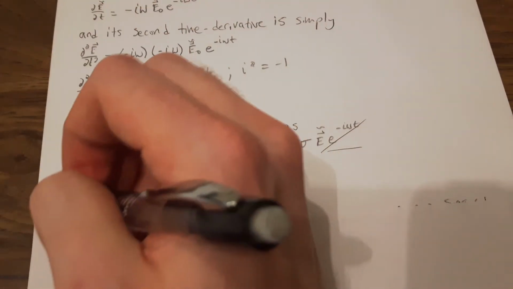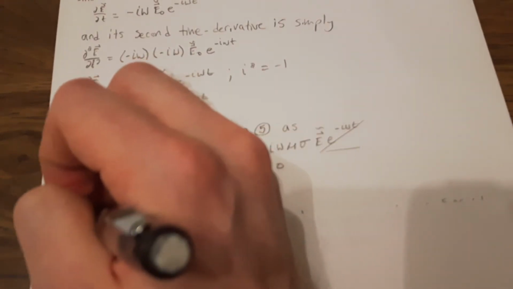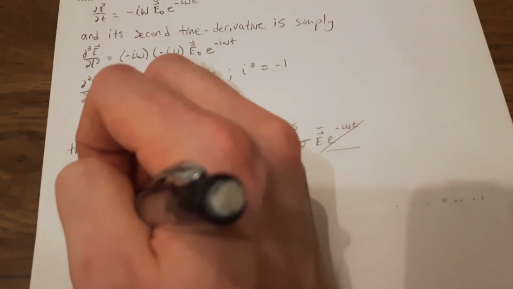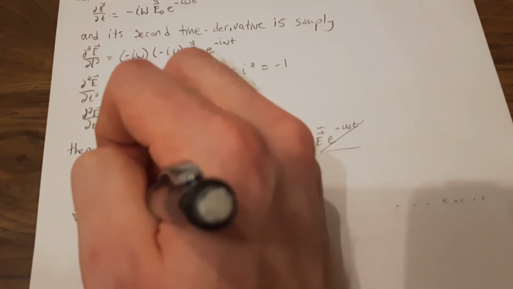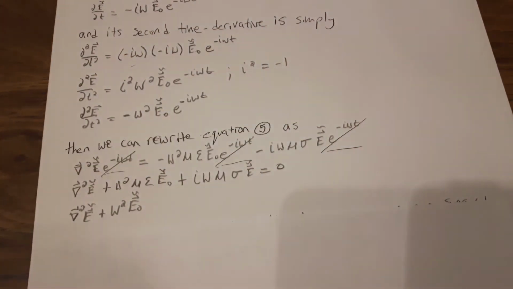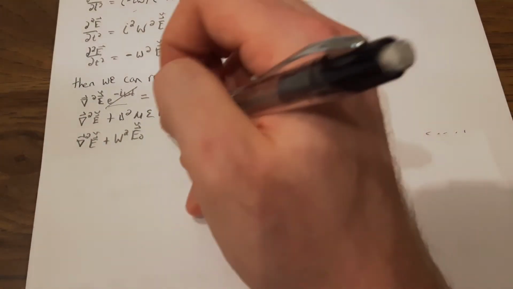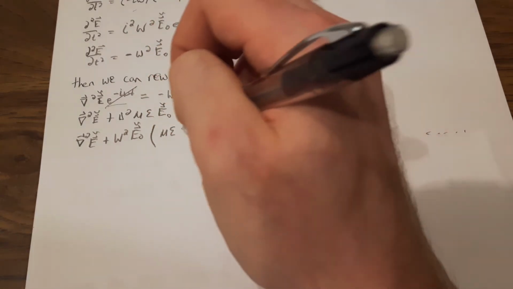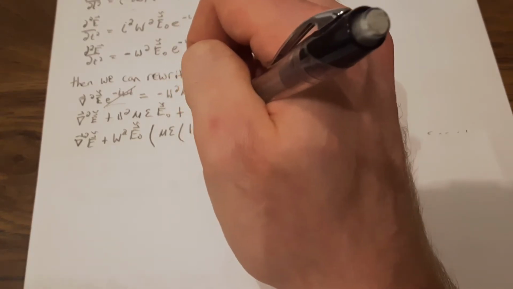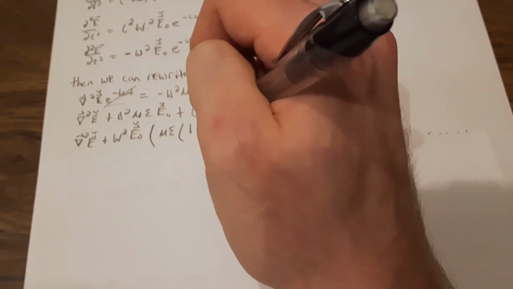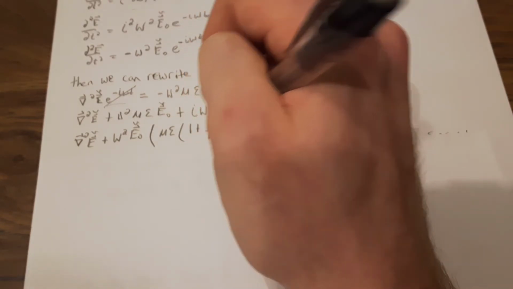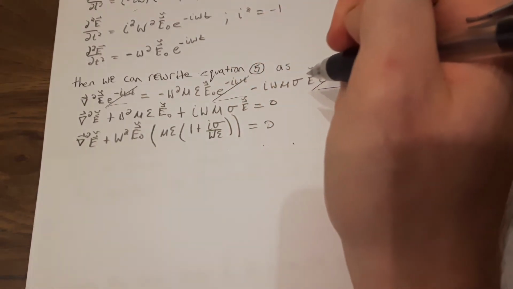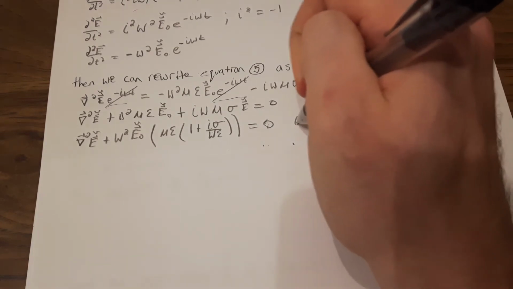And now we're just going to factor this expression to get that the Laplacian of E plus omega squared times the complex amplitude of the electric field multiplied by mu times epsilon times 1 plus i sigma over omega epsilon is equal to 0. And we're going to call this equation 6.